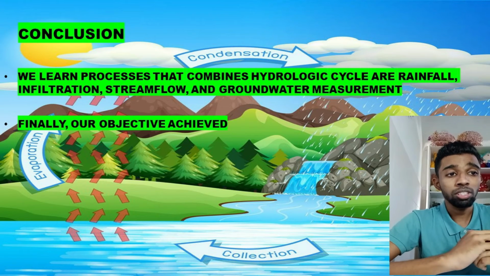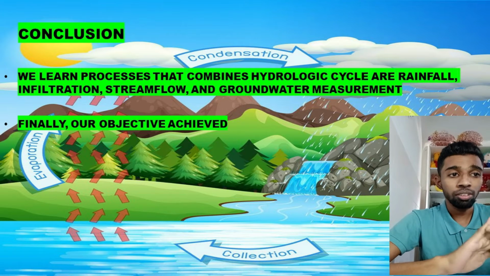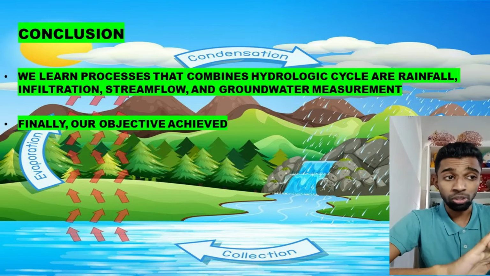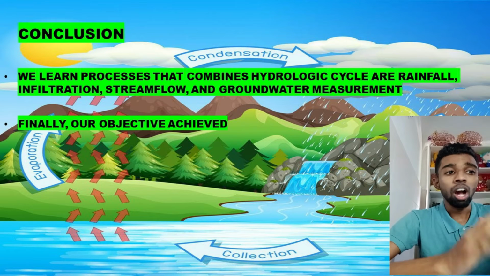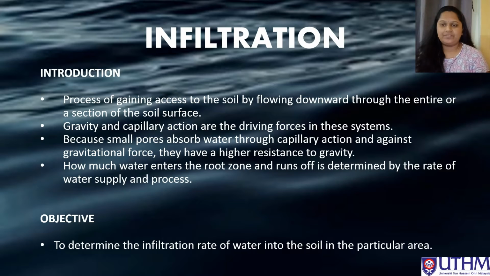Conclusion: we learned processes that combine the hydrological cycle, which are rainfall, infiltration, stream flow, and groundwater measurement, and finally our objective is achieved. Thank you.